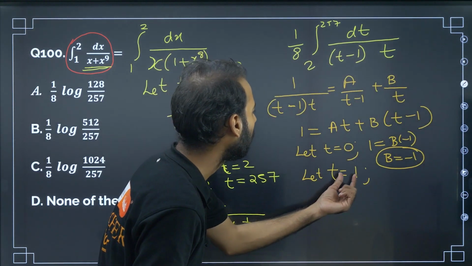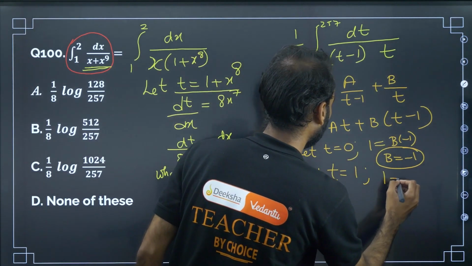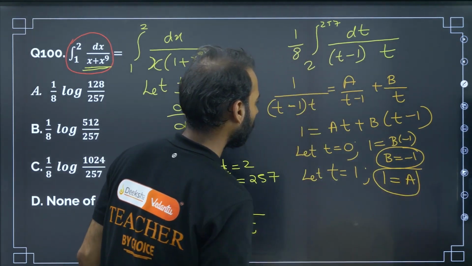t is equal to 1 we are placing here. So what are we going to get? a is equal to 1. These are the things we will get.